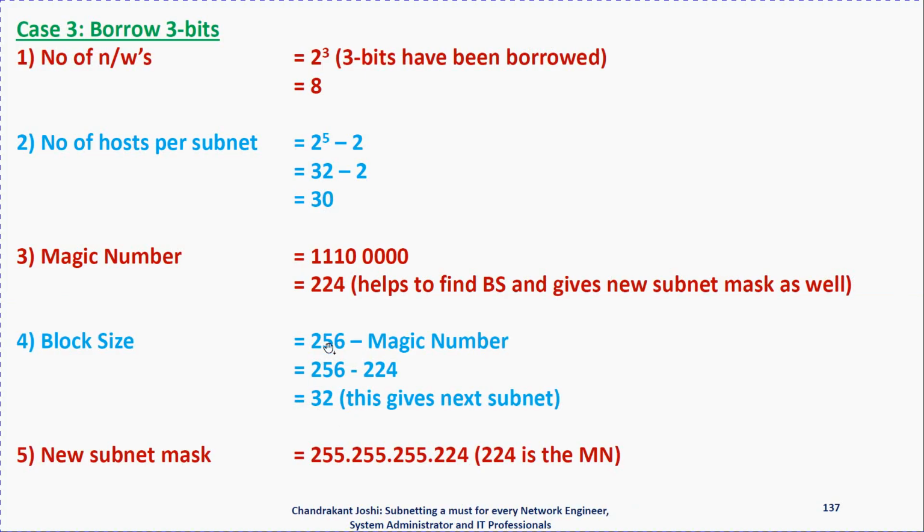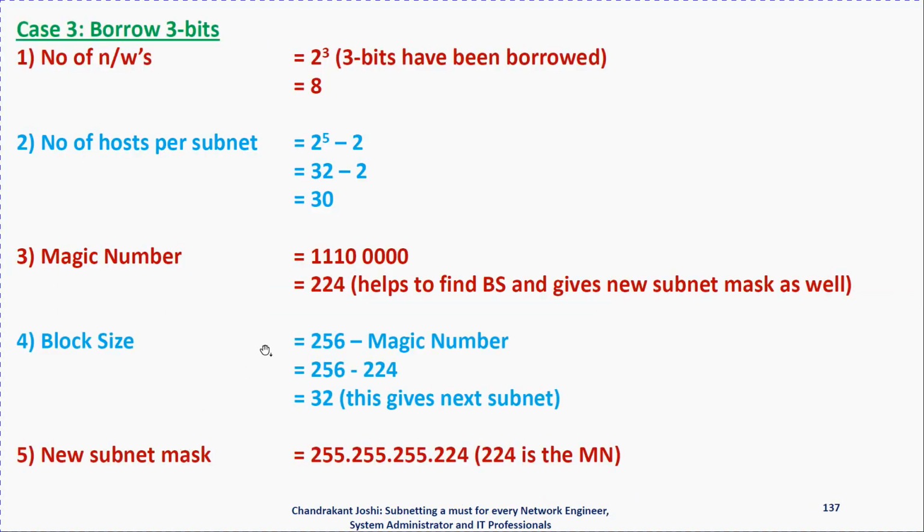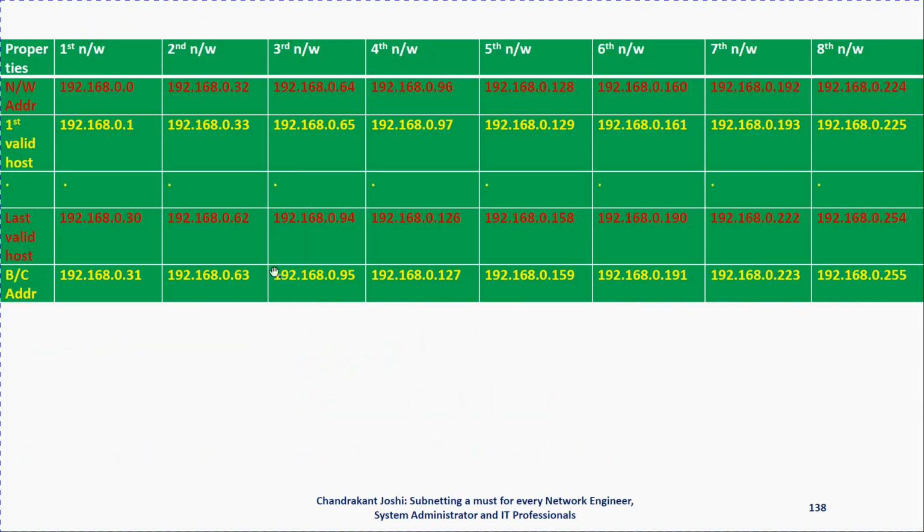How do I find the third subnet? Add the same block size. So 32 plus 32 is 64. How do I get the fourth subnet? Again add the same block size to this 64. So 64 plus 32 is 96. 96 plus 32 is 128. 128 plus 32 is 160. 160 plus 32 is 192. 192 plus 32 is 224. If I add 32 over here, it becomes 256. So one less than that is 255.